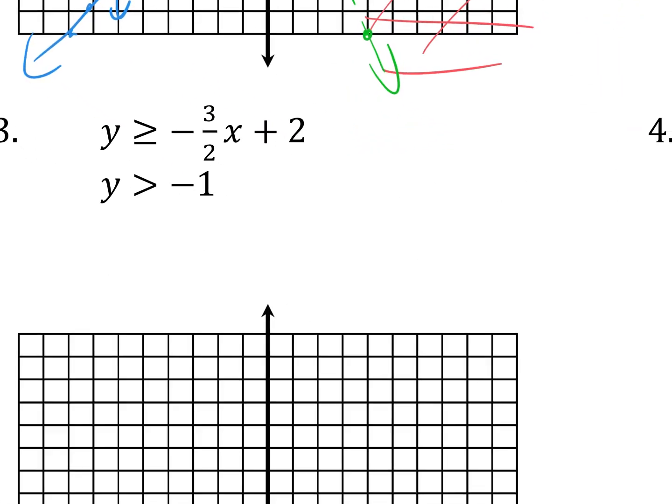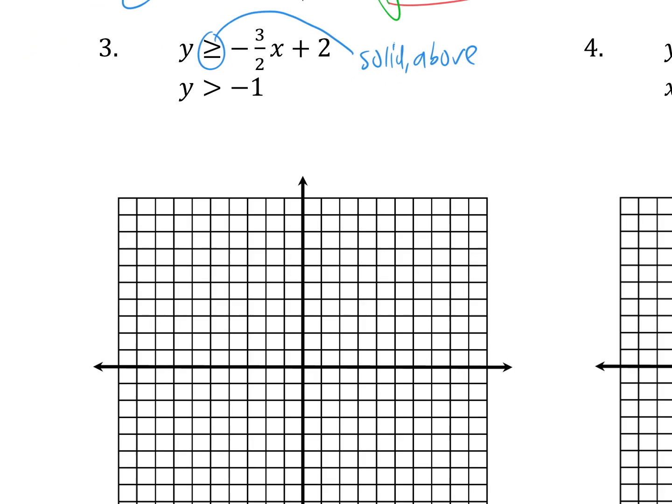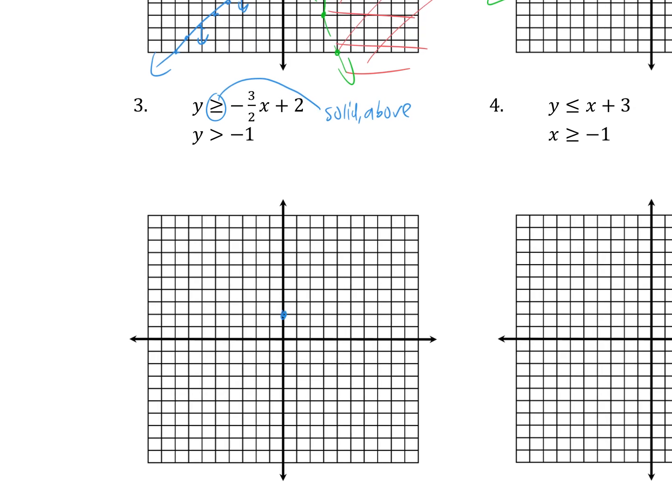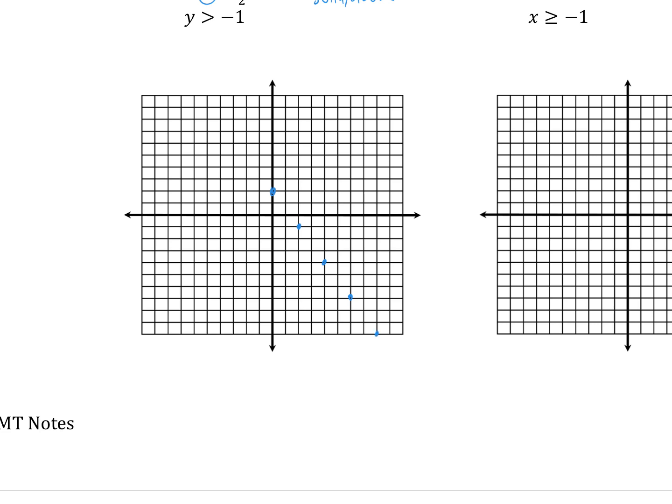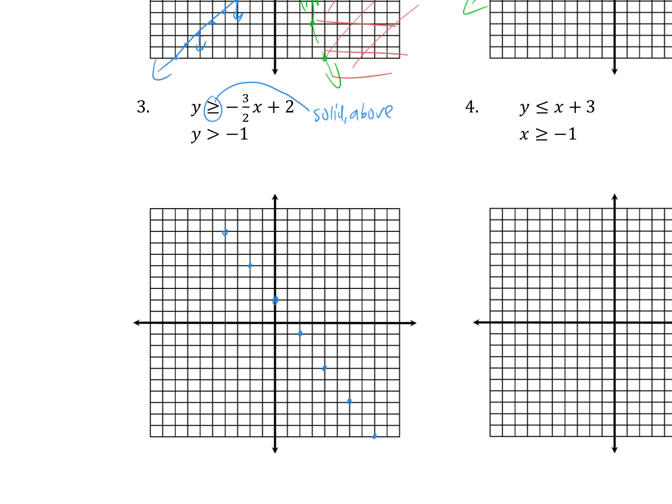Okay, we have y is greater than or equal to. This one's going to be solid. It's equal to and above. So if we graph that, we go up 2, put a point. Our slope is down 3, right 2, down 3, right 2, down 3, right 2, and up 3, left 2. And it's a solid line, so we make a solid line. And we're shading above, so I'm going to draw some little arrows above. Kind of give us an idea where stuff's going to go eventually, hopefully.